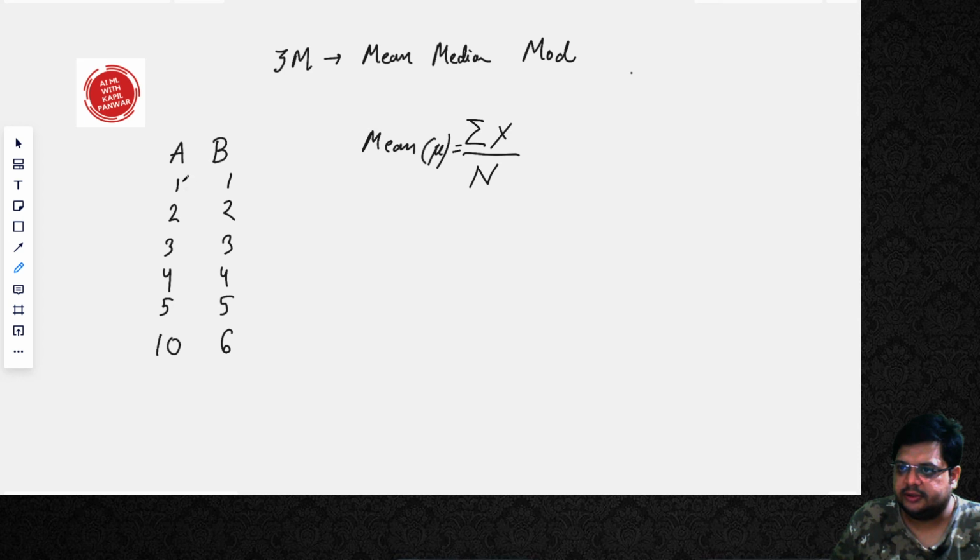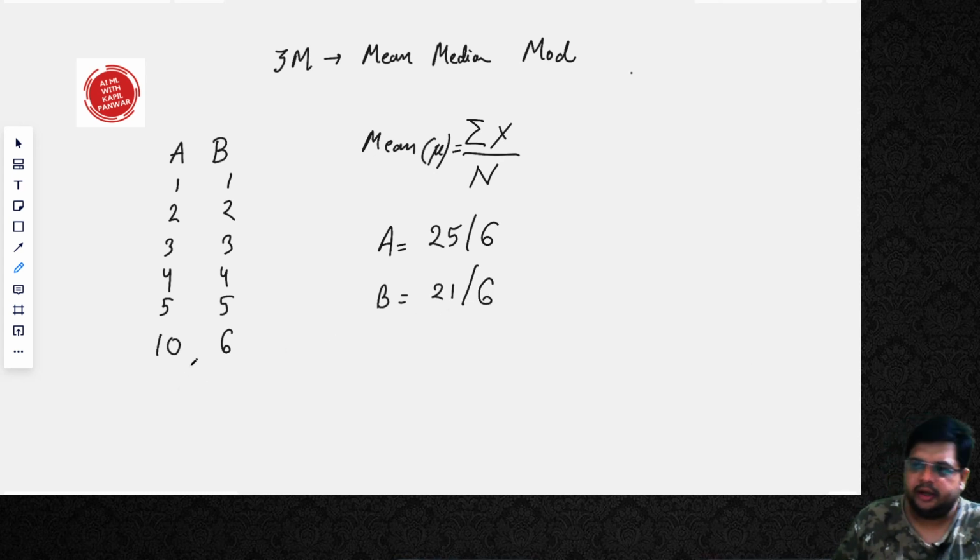So this is just the formula, but now let's see what the answer will be. For A, the sum is 15 plus 10, which is 25, divided by 6, so 25 by 6. For B, the sum is 15 plus 6, so the mean is 21 by 6, correct? We just had this one number extra, and you can see how much the mean changes, correct?